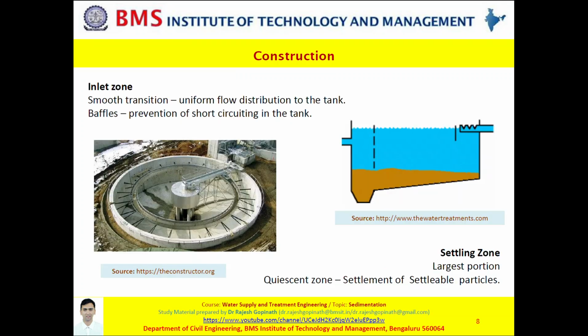Now, what exactly does an inlet zone do? Inlet zone is that part of the tank which allows the water to enter into the actual part of the sedimentation tank, which means the settling zone. Now, the importance of inlet zone is it has to ensure a smooth transition. It has to ensure uniform flow of water into the tank, and inlet zones would usually employ baffles. Now, the advantage of baffles is it prevents short circuiting.